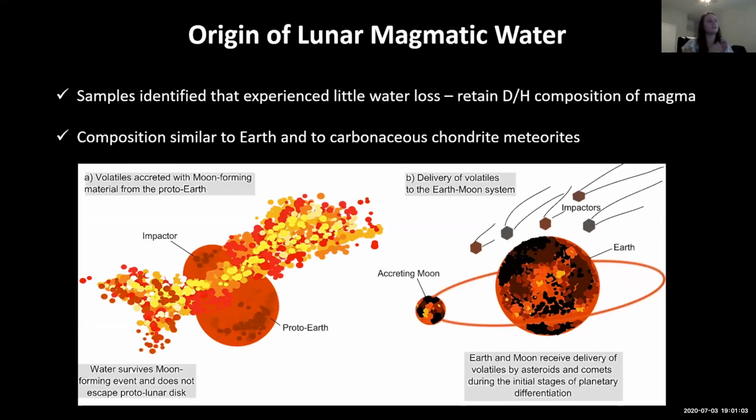And so that's just illustrated here in that if there's a similarity in water in the mantle of the moon and also that of the Earth, then maybe water was just inherited during the moon forming impact event, because the moon largely formed from Earth's mantle material. Or, after the Earth-Moon system had formed, but while it was still in a kind of semi-molten state, the accreting moon accreted volatiles, including water, from impactors like carbonaceous chondrite asteroids.